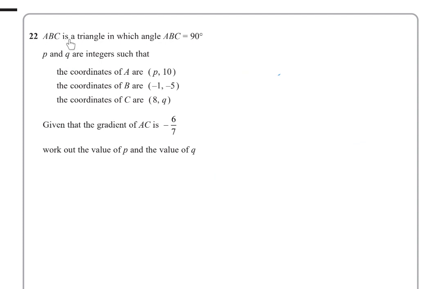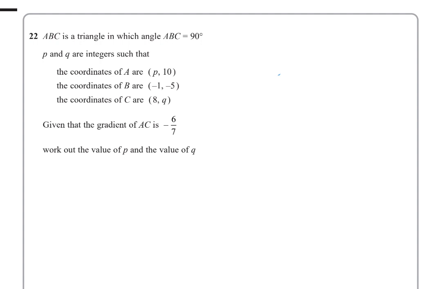22. ABC is a triangle in which angle ABC equals 90. B and Q are integers such that the coordinates of A are (B, 10), the coordinates of B are (-1, -5), the coordinates of C are (8, Q). Given that the gradient of AC is -6/7, work out the value of B and the value of Q.